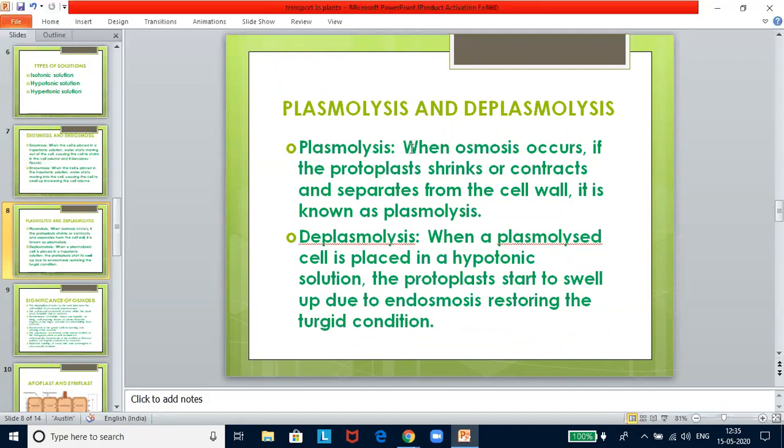When exosmosis occurs, a protoplast shrinks or contracts and separates from the cell wall. It is known as plasmolysis. When a plasmolysed cell is placed in a hypotonic solution, the protoplast starts to swell up due to endosmosis, restoring the turgid condition, and this is known as deplasmolysis.